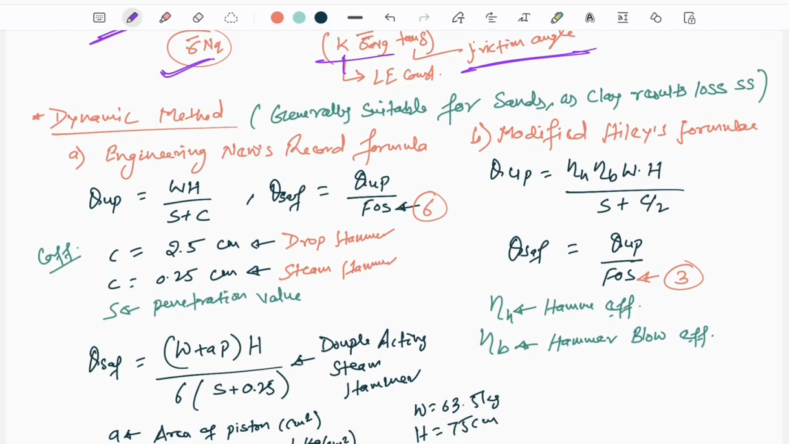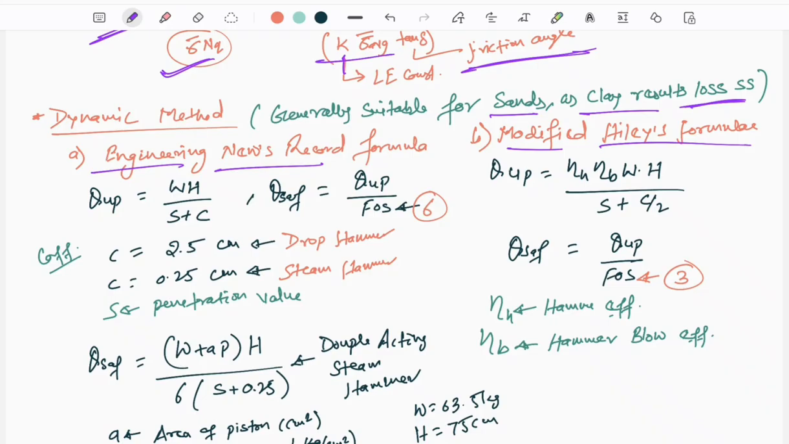Next is the dynamic method. The dynamic method is generally suitable for sands, as clay loses shear strength when you conduct the dynamic experiment, because of the dynamic action. So it is generally preferred for sandy soil. There are two formulas used in the dynamic method: one is the Engineering News Record formula, and the other is the modified Hiley's formula.